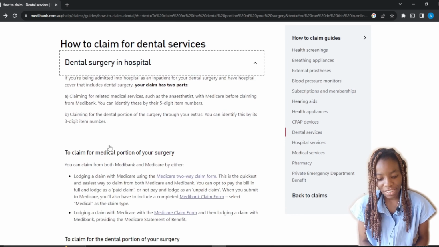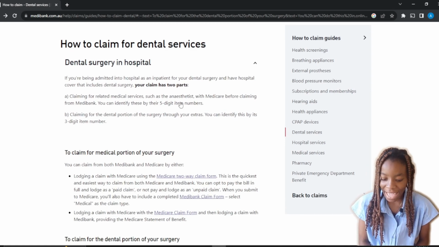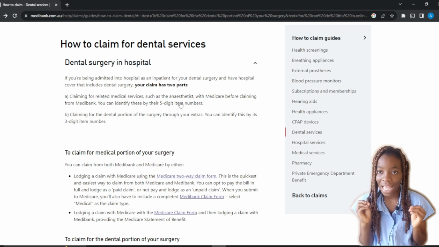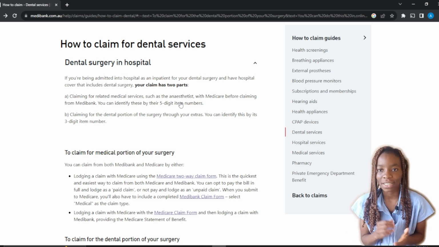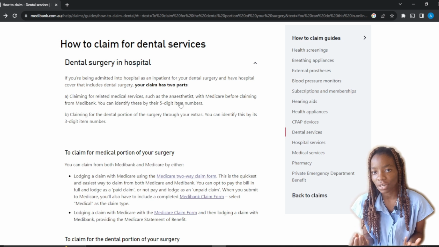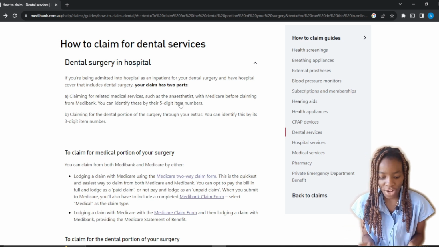Now, if you're being admitted into hospital as an inpatient for your dental surgery, and then you have hospital insurance cover that includes dental surgery, then your claim has 2 parts. So this is the first things first. You need to be sure that your hospital insurance covers dental surgery, because if it doesn't, then you cannot make a claim for it. So first, that means you can claim in these 2 categories.